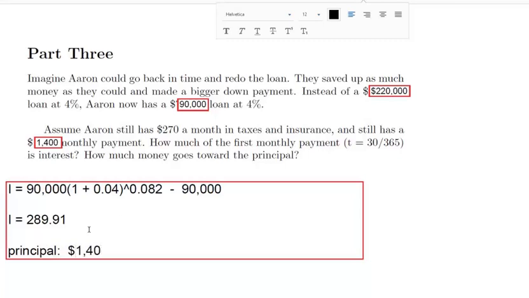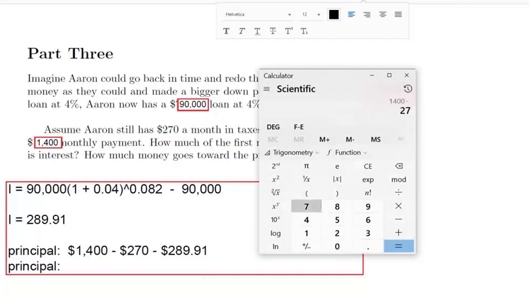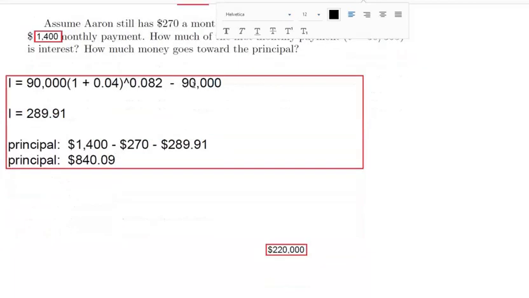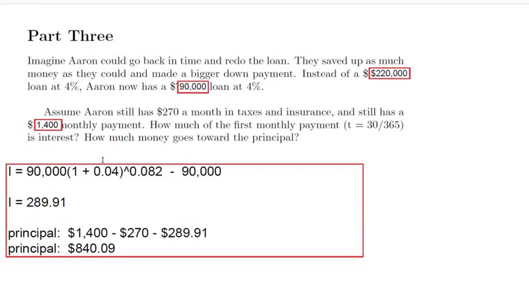Well, we're still given $1,400. Take out the taxes and insurance, which is probably, that's a really low estimate. Probably taxes and insurance is probably higher than $289.91. So for my problem, I've got $840.09 going to the principal under part 3. Okay, and that's it. That's all you got to do. So if you show those steps, even if you get it wrong, I'll still give you a lot of credit, as long as I see you're going in the right direction.